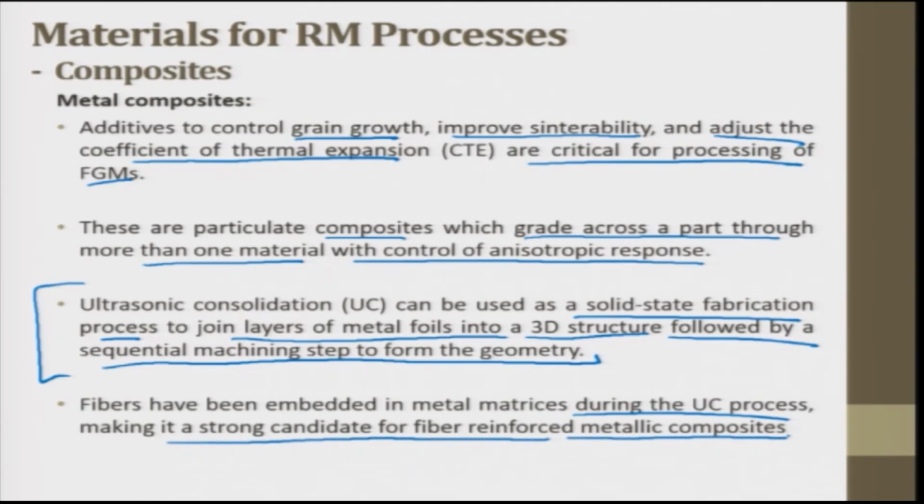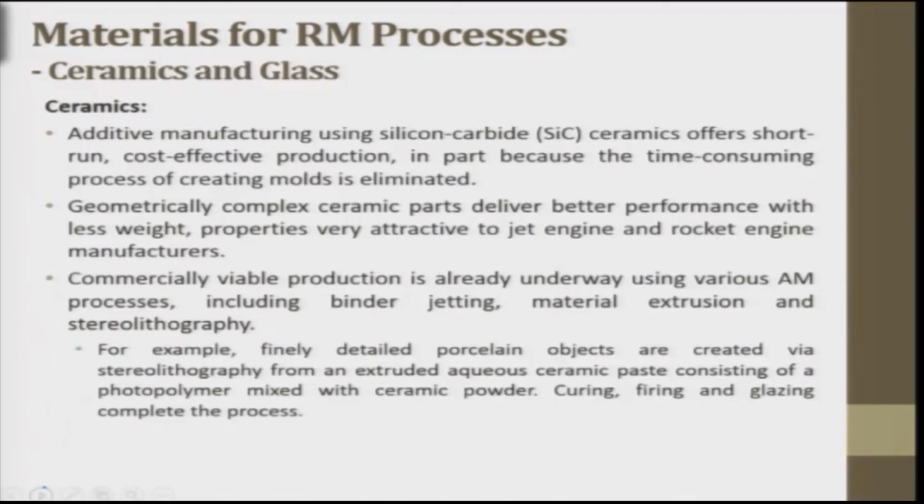Next we have ceramics and glass. Ceramics and glass are another additive manufacturing material. Additive manufacturing using silicon carbide ceramics offers short run cost effective production, in part because the time consuming process of creating a mold is eliminated.